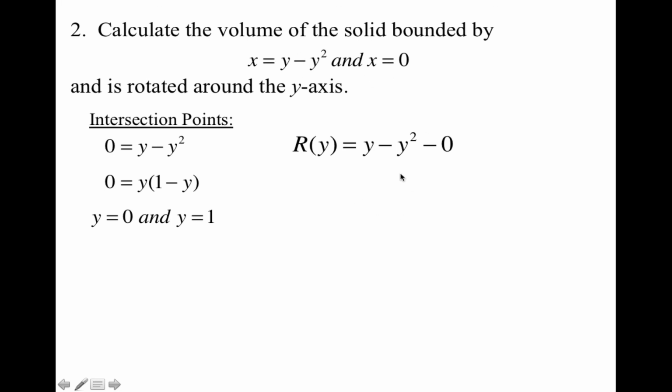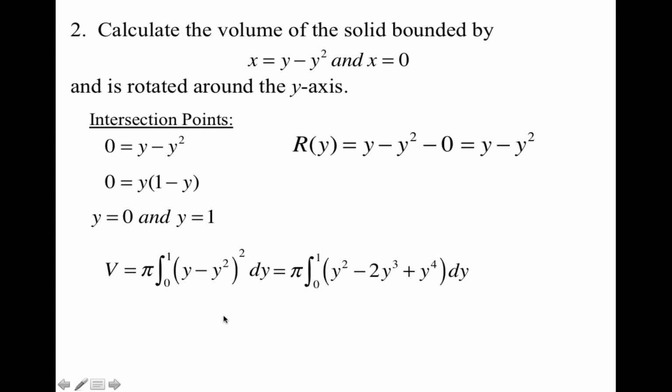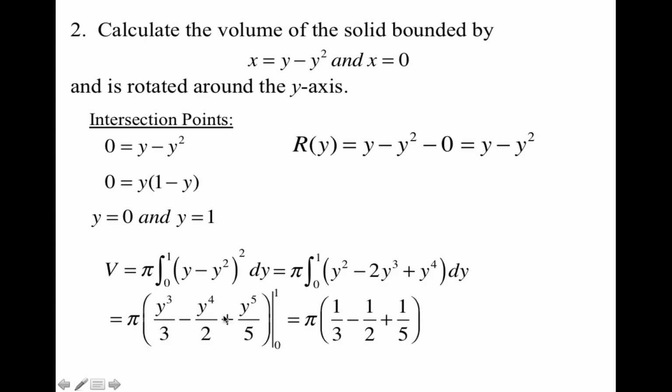All right, so I'm going to go ahead and integrate the radius squared. I'm going to have to expand that out. Go ahead and integrate, evaluate, and simplify. So you get pi over 30.